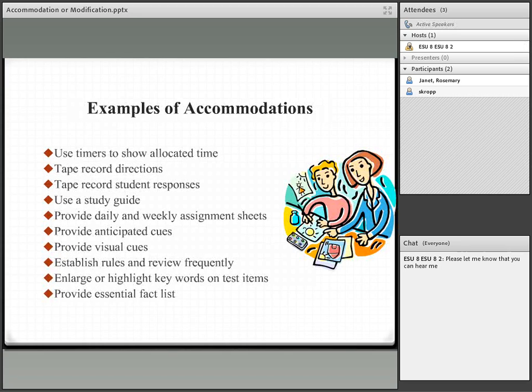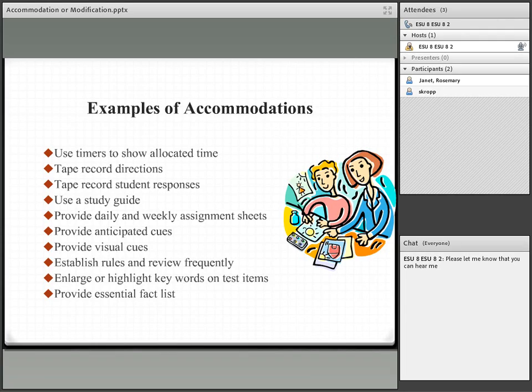I have some examples of accommodations here. There are all kinds of examples available if you search accommodations on the web. There's all kinds of accommodations. So this is not an inclusive list that includes every single accommodation available. These are just some ideas. And I have just a couple different pages here of ideas.